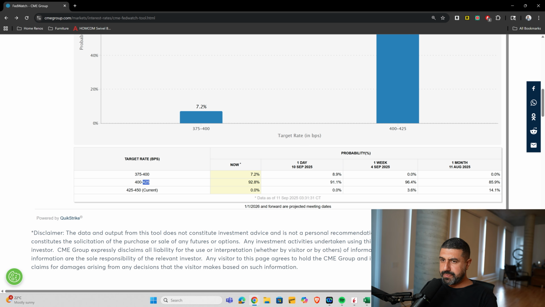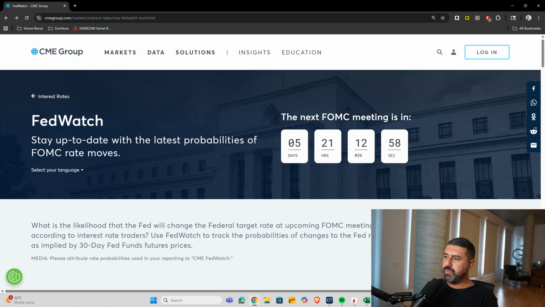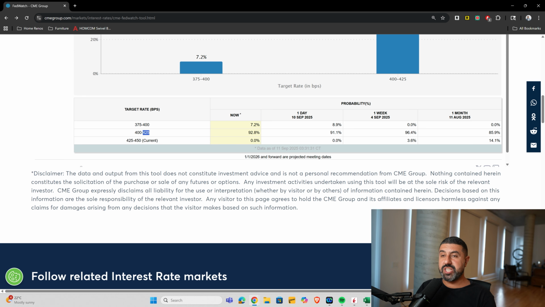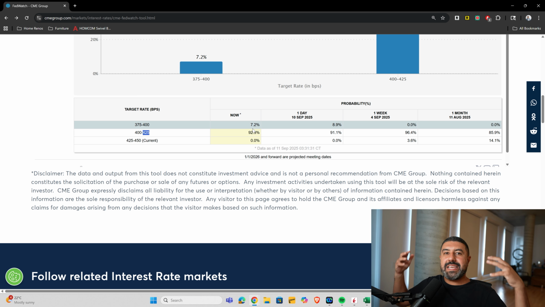Now, if you want to take a look at the exact calculation, it's probably here somewhere. It's in methodology if you want to get the exact calculation, but it's looking at Fed fund rates, future contracts that are being traded on, and using that to tell us what the market expects the Fed fund rates to be at.